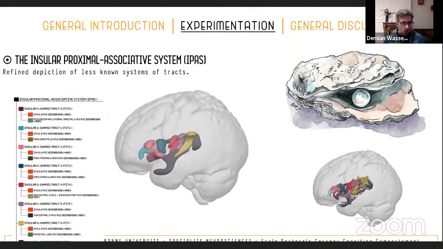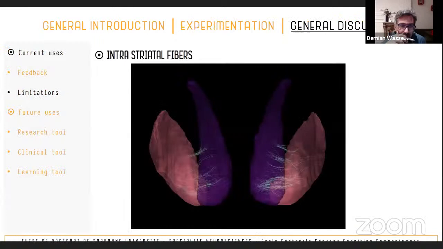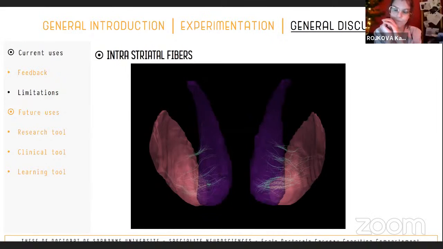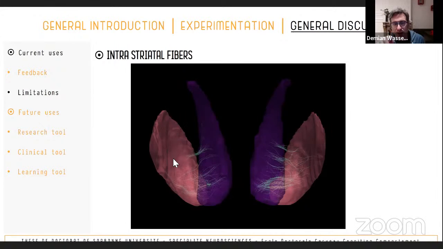Good. One more question about results, and then probably a general remark, and I'll pass the word. When you were showing the intrastriatal fibers, can you show them on the slide again, please? Yeah, there. So for what I see there, you have some voxels that might be white matter, but it's mostly gray matter voxels. It's supposed to be gray matter voxels, you mean? I mean the voxels were, in general. So how are you finding the tracts? Because for any tractography algorithm, this will be a very challenging task.